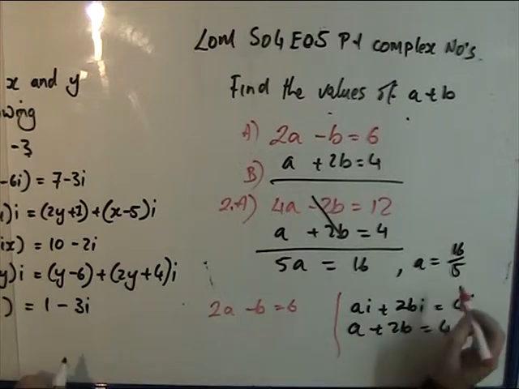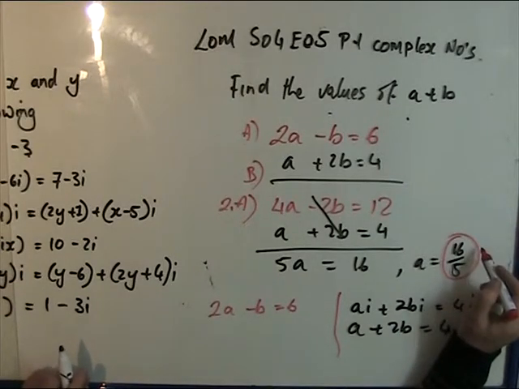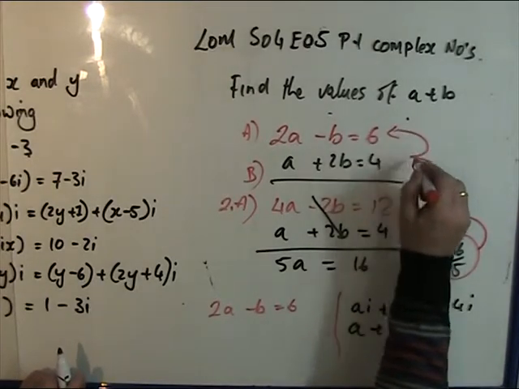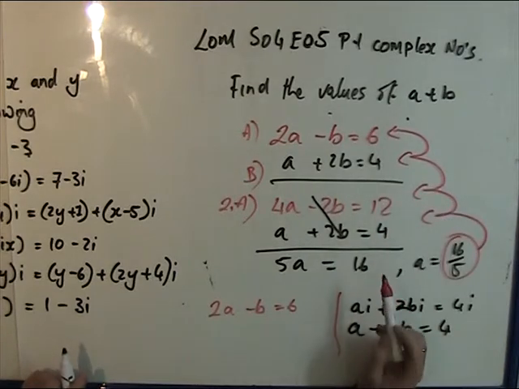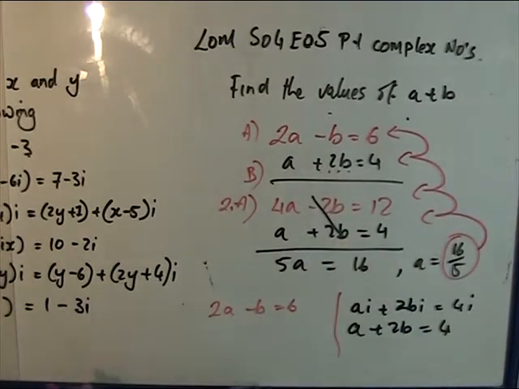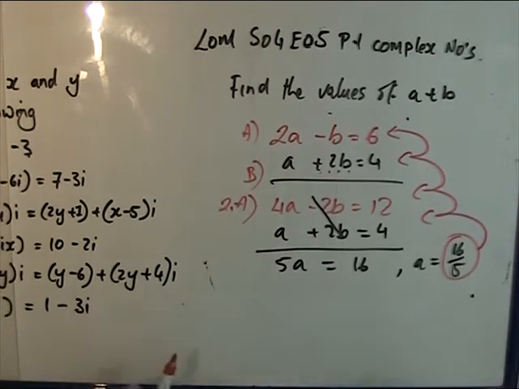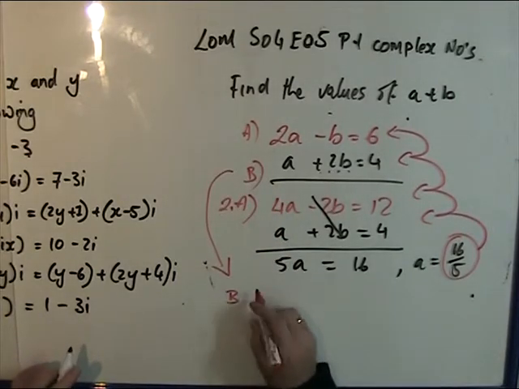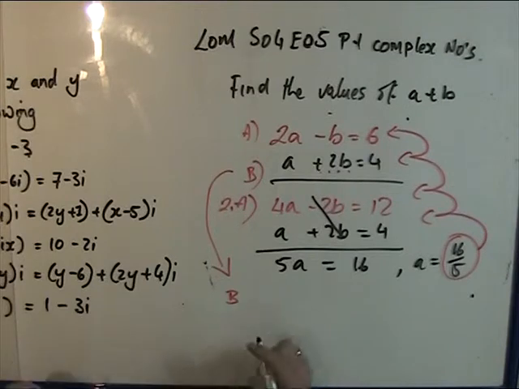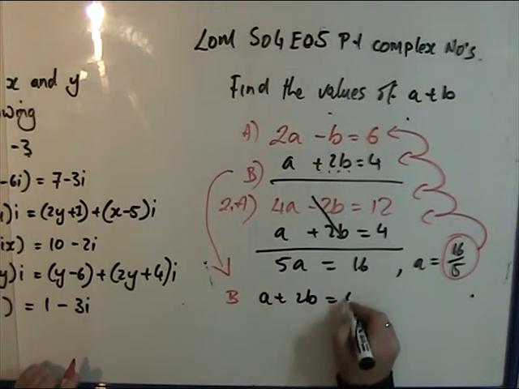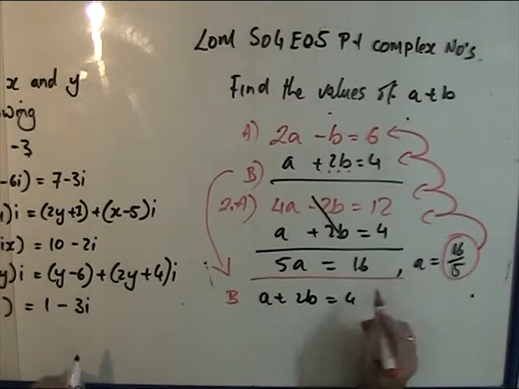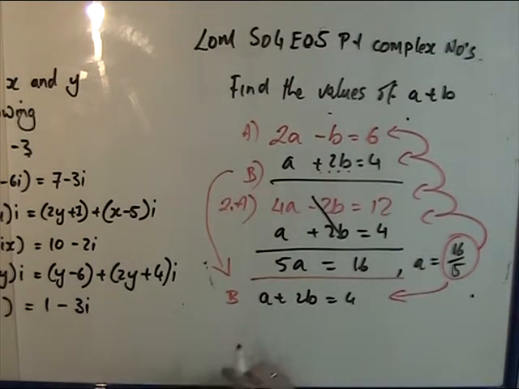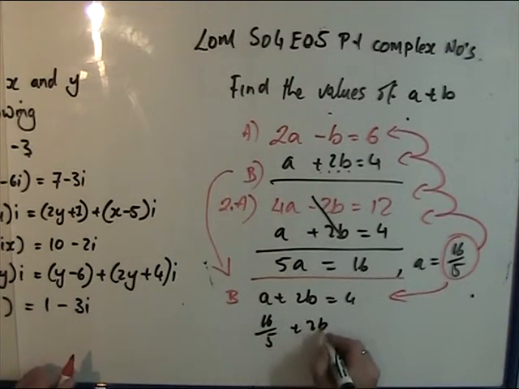Right? Now, I have found a. If I want to find the corresponding b, I can substitute into any of those equations. Now I'm going to pick the simplest one for me, which is this one here. So I put a is equal to 16 over 5 into a plus 2b is equal to 4. So I'm now substituting a in for this. So I get 16 over 5 plus 2 times b is equal to 4.